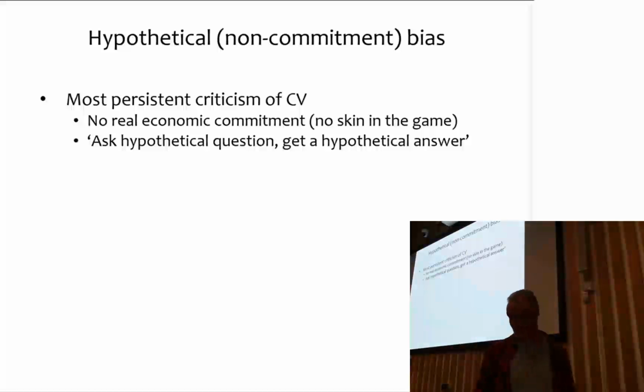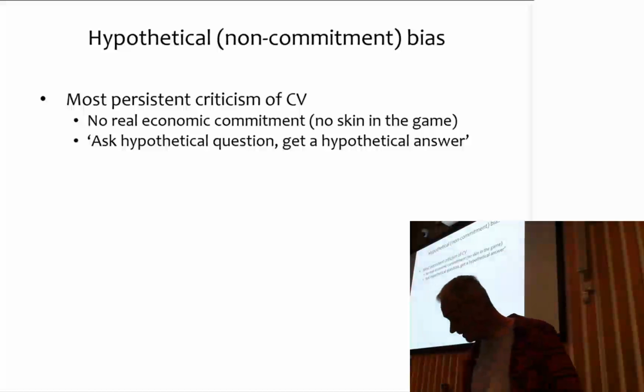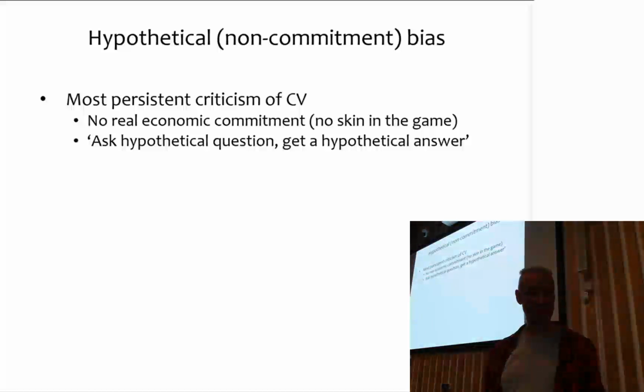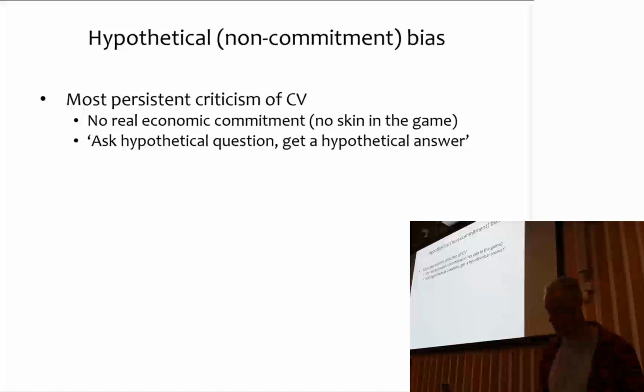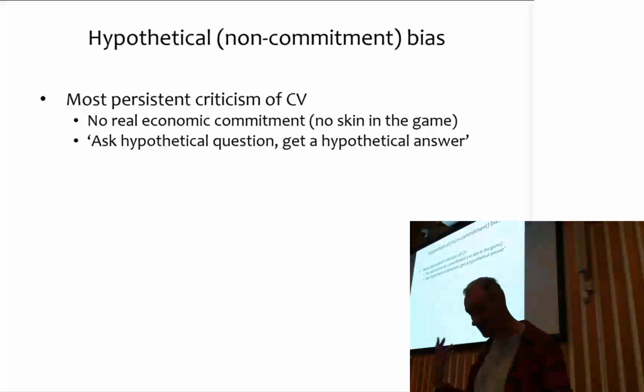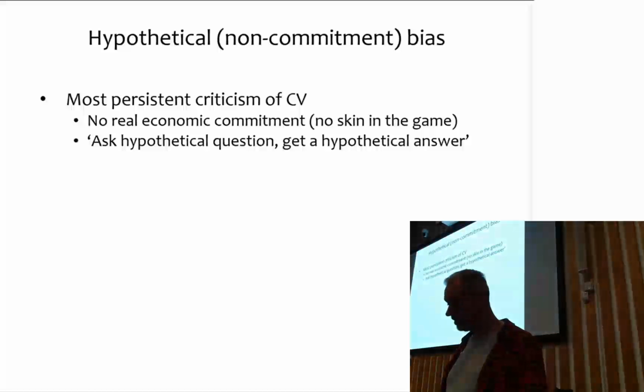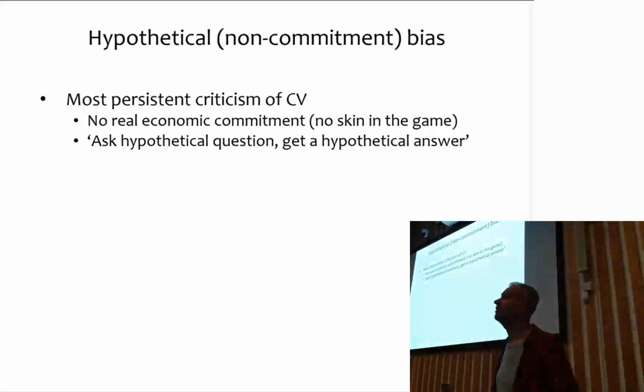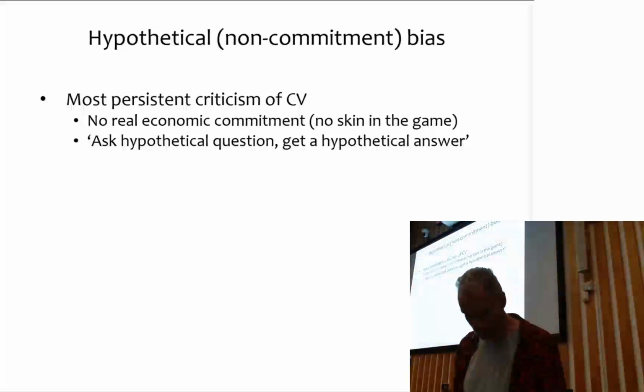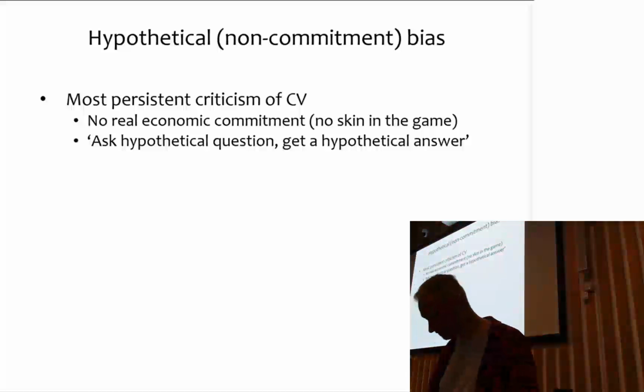But let's look at some of the more specific biases that you can find in contingent valuation studies. The most important one is the hypothetical, the non-commitment bias. And essentially this is, you ask people what they would pay, but you don't ask them for their money. So they can give you whatever answer they want. And this can be quite serious.